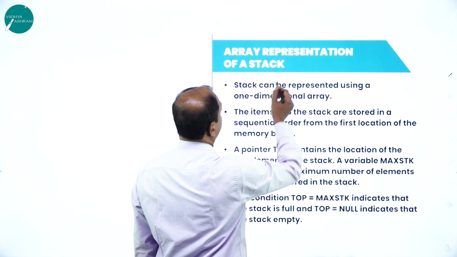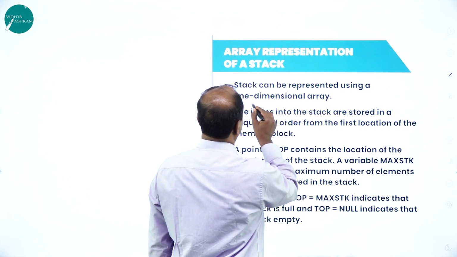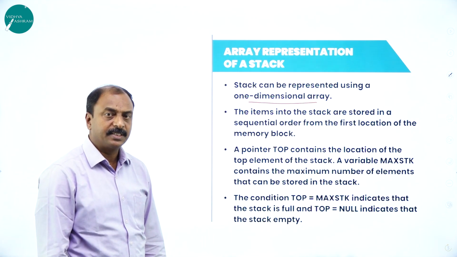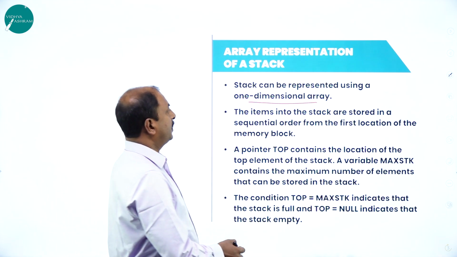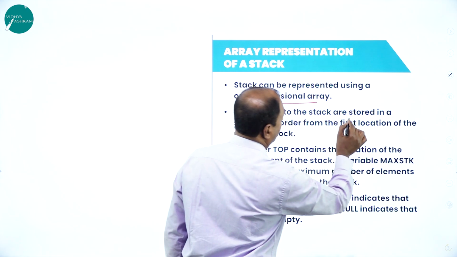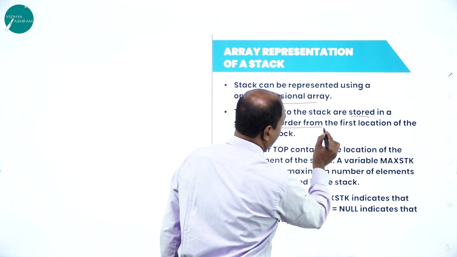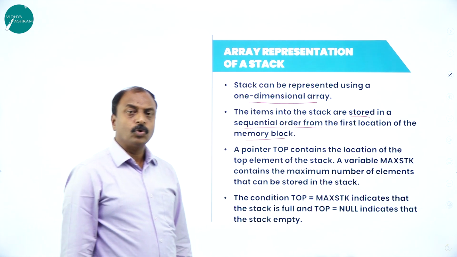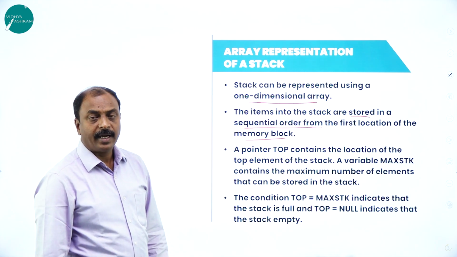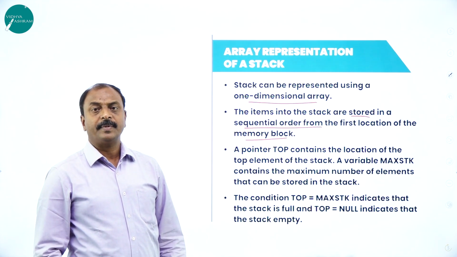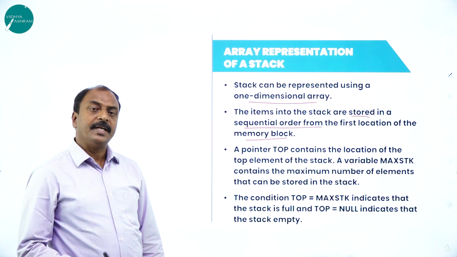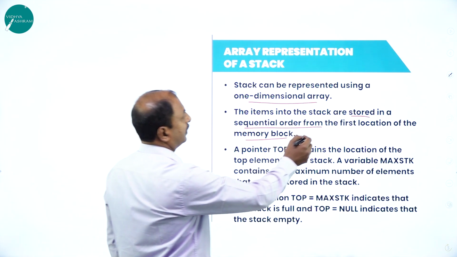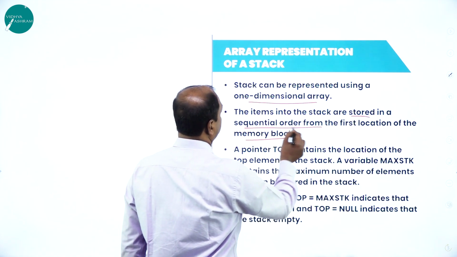Now, array representation of a stack. A stack can be represented using a one-dimensional array. So we are using a one-dimensional array to represent a stack data structure. The items in the stack are stored in a sequential order from the first location of the memory block. Now we know what an array is. An array is a group of elements of similar data types, and all the elements are stored in a sequence, that is, in the index. The index starts from 0, 1, and so on. So here the elements are stored in a sequential order.